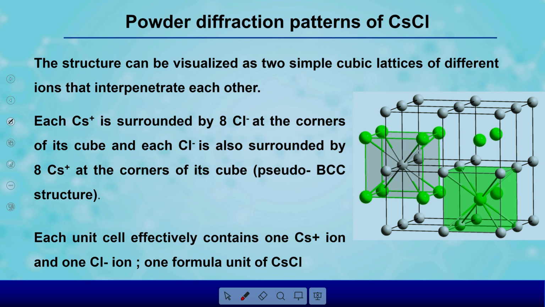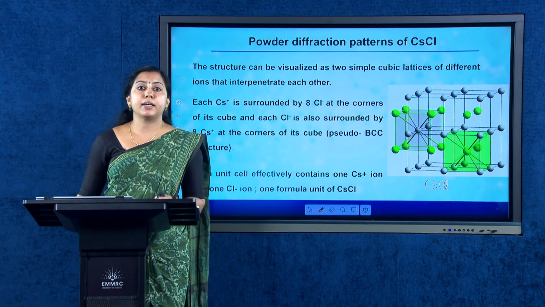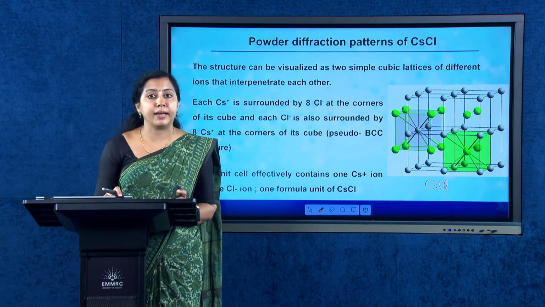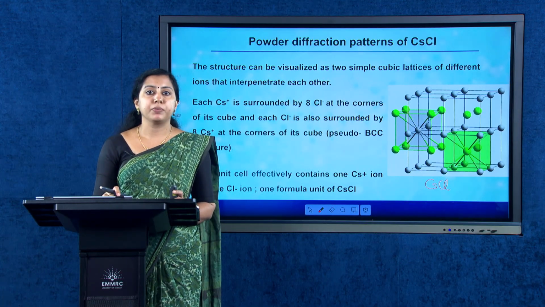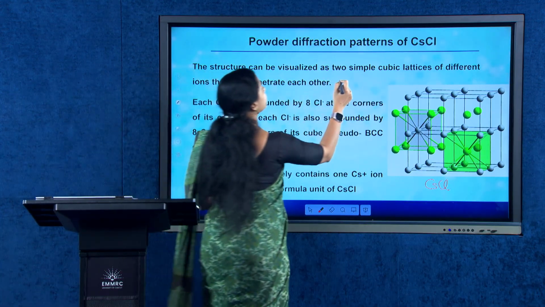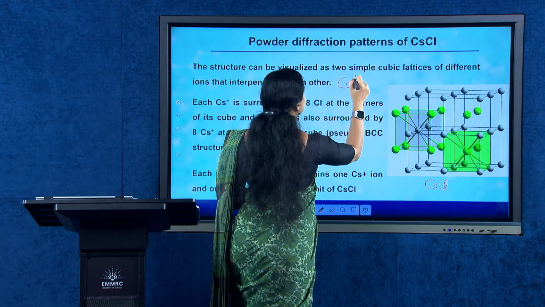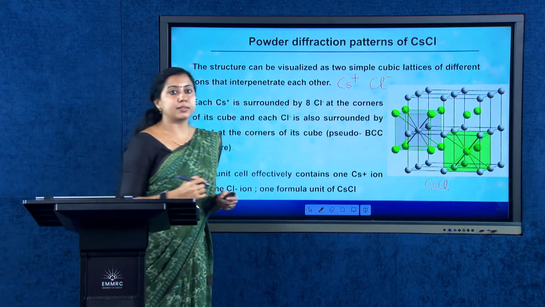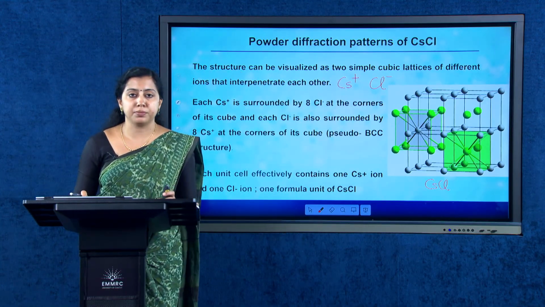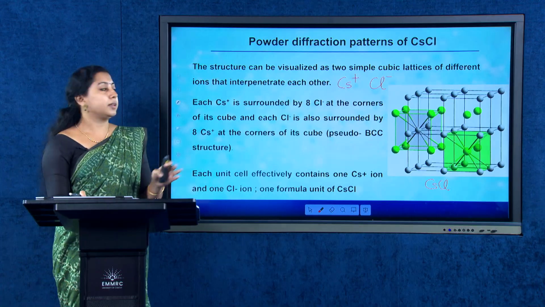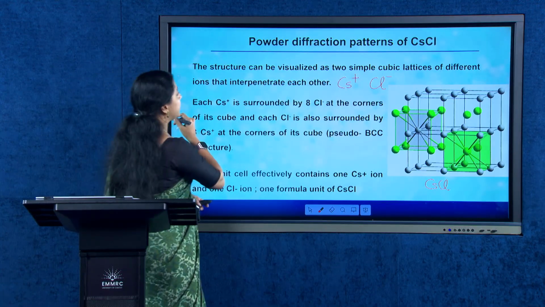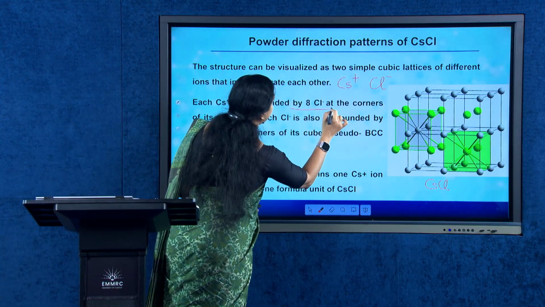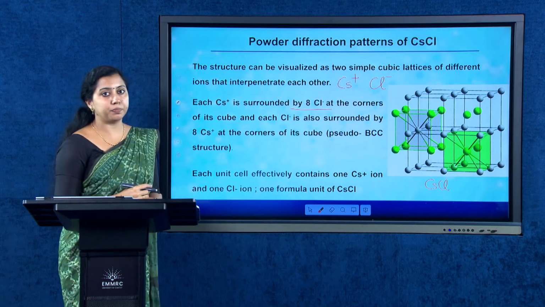On the screen you can see the crystal structure of cesium chloride, CsCl. The structure can be visualized as two simple cubic lattices of different ions: one simple cubic lattice consisting of Cs plus ions and another simple cubic lattice consisting of Cl minus ions that interpenetrate each other. And in the structure we can see that each Cs plus ion is surrounded by 8 chloride ions at the corners of its cube.